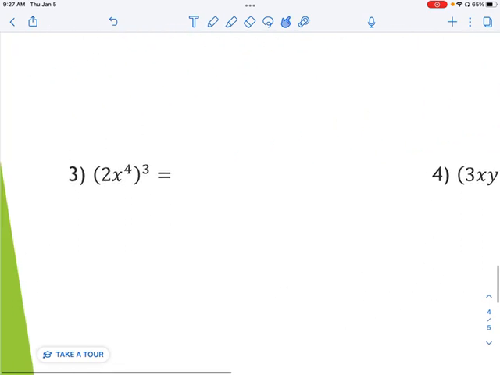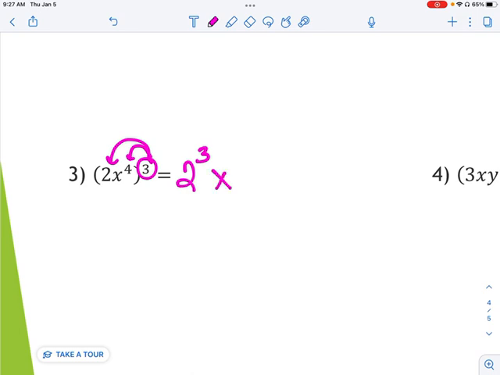All right, let's try one with a coefficient. So we're going to take the 3, bring it to the exponent there, and to there. So we have 2 to the 3rd, x to the 4 times 3. So 2 to the 3rd, 2 times 2 times 2, that gives me 8, x to the 12th.